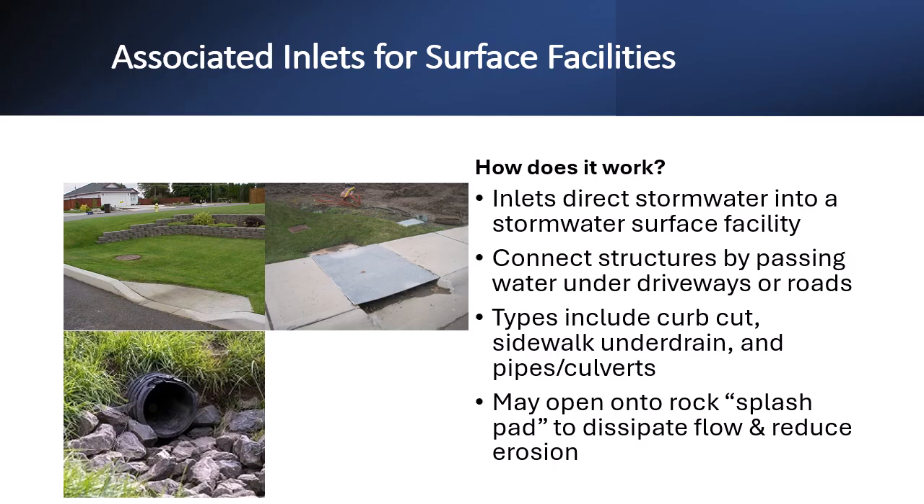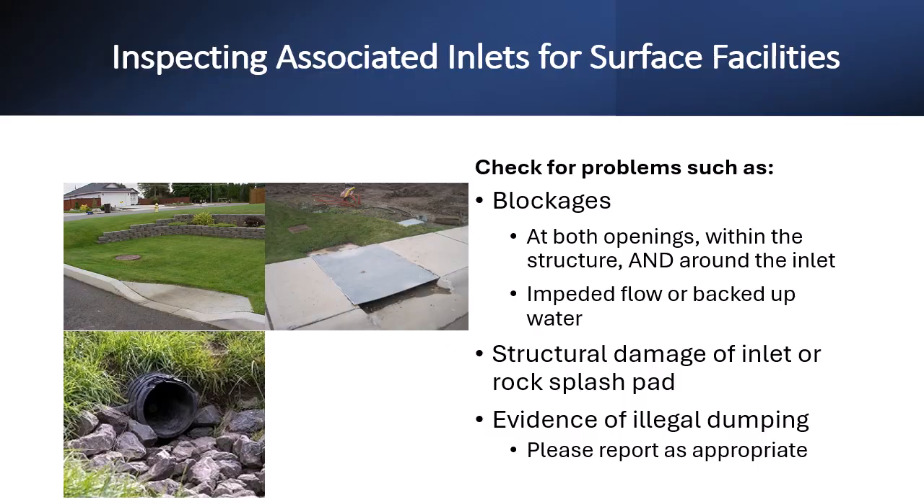In some cases, pipes or culverts may be used to connect a series of swales or ditches by passing the stormwater under a driveway or road. Some inlets may open onto a rock splash pad that dissipates the flow to reduce erosion as the stormwater enters the facility. When inspecting associated inlets, check for problems that would prevent the inlet from effectively moving stormwater into the facility. There should be no blockages at the inlets from sediment buildup, leaf litter, pine needles, debris, or plant growth.